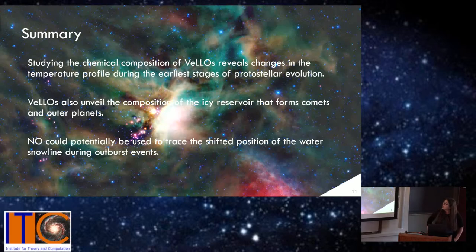So I hope that I convinced you that studying VeLLOs can be interesting from two points of view in the evolutionary stage. For one, they reveal changes in the temperature profile at the very early evolution of the protostellar phase, but they also unveil the composition of the icy reservoir that forms comets or outer planets, because of shifting in a snow line, for instance. So if the material gets shifted outwards, you suddenly have water in the gas phase farther out than you would usually expect, and if you already form your pebbles, they can accrete some of the water-rich gas.